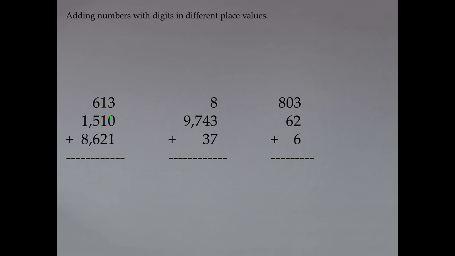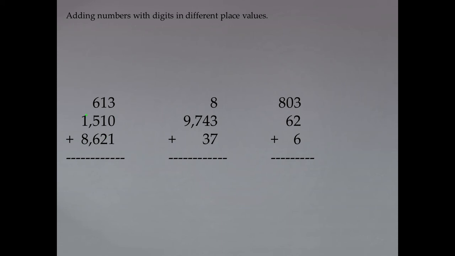So I have 3, 0, and 1 in my ones, 1, 1, and 2 in my tens, 6, 5, and 6 in my hundreds, and 1 and 8 in my thousands. This reads as 613 plus 1,510 plus 8,621.